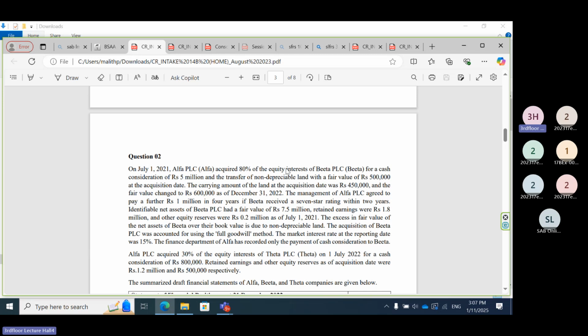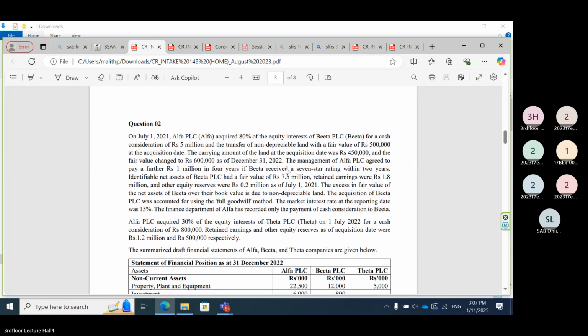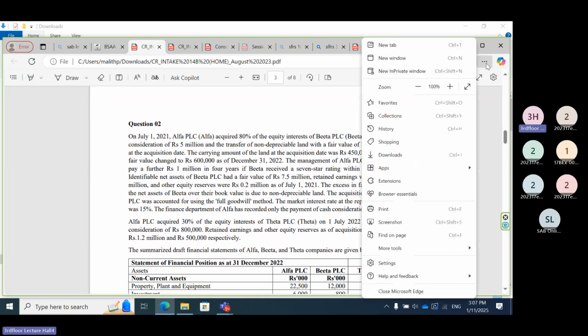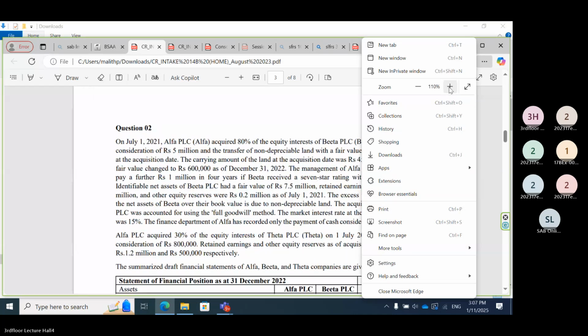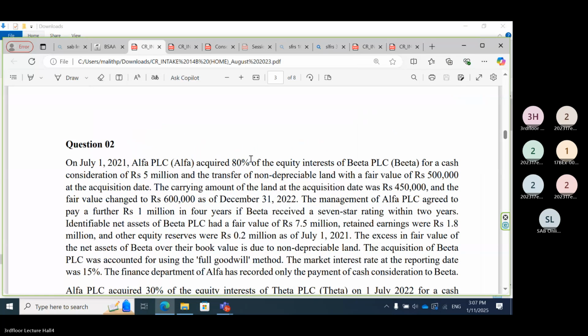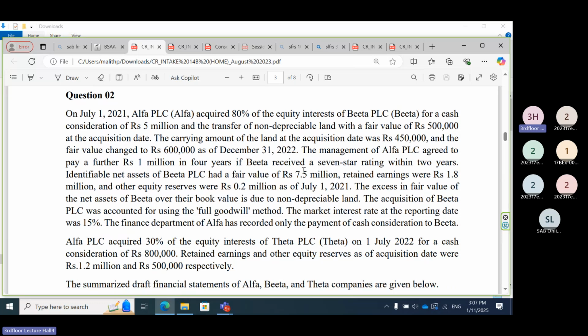So then here we have a question, right? You can see the management of Alpha PLC agreed to pay a further 1 million. Further 1 million in 4 years if Beta received a 7-star rating.